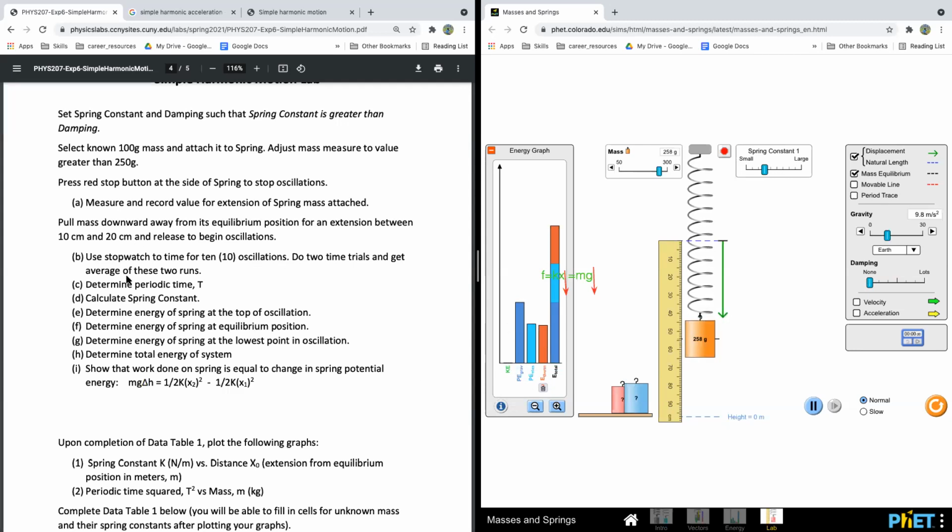then we determine the periodic time. Also, we measure the vector and record the value for the extension of the spring. So we use this one to record the extension of the spring. Pull the mass down away from its equilibrium position for an extension between 10 and 12, release it to begin oscillation, and use a stopwatch to time 10 oscillations.